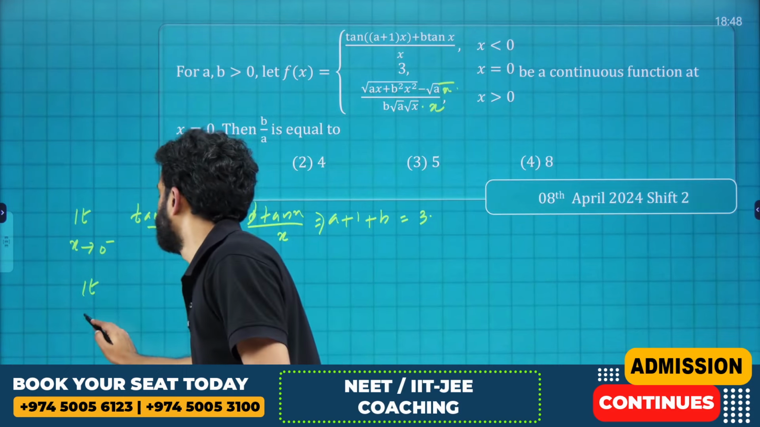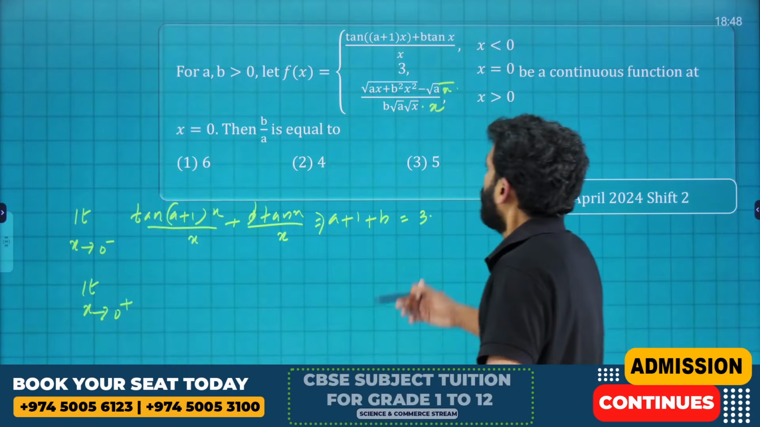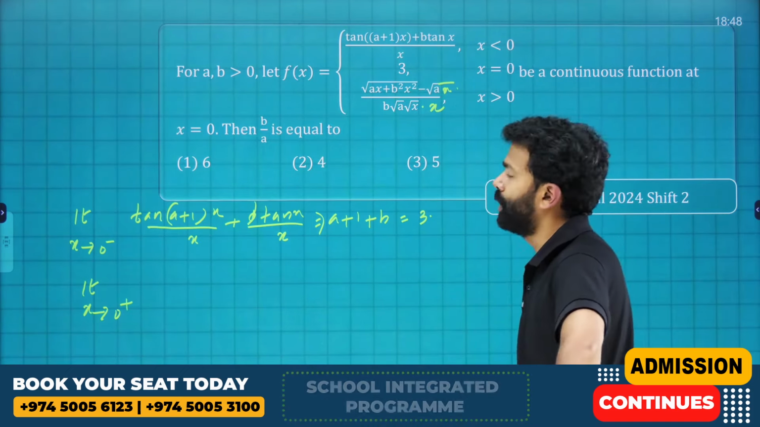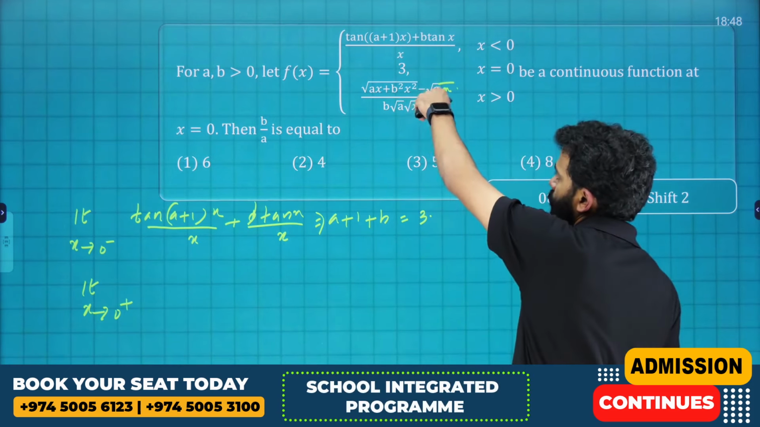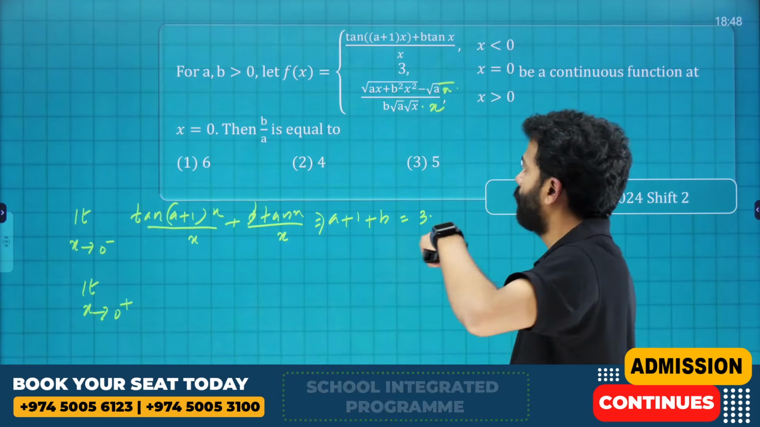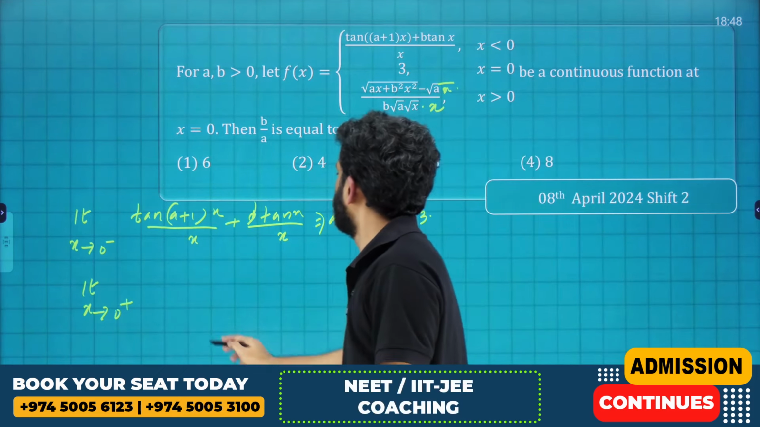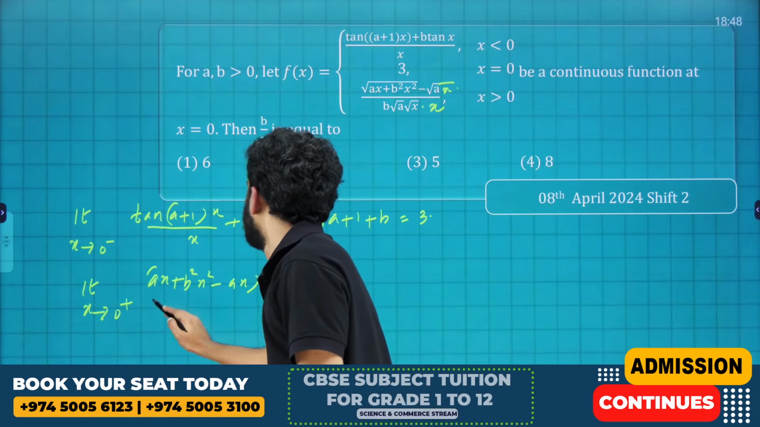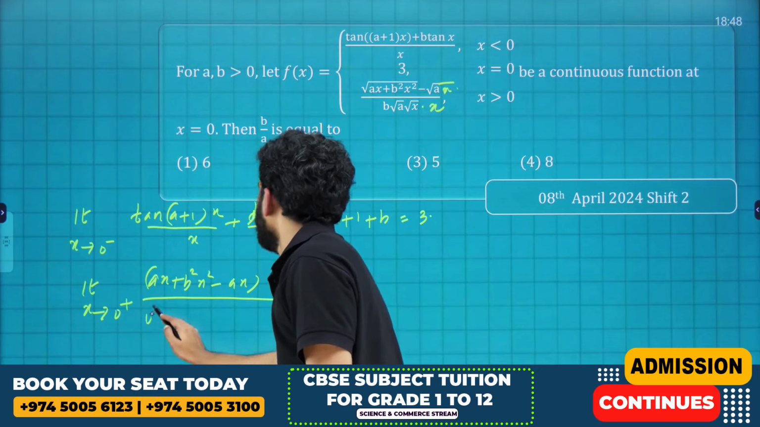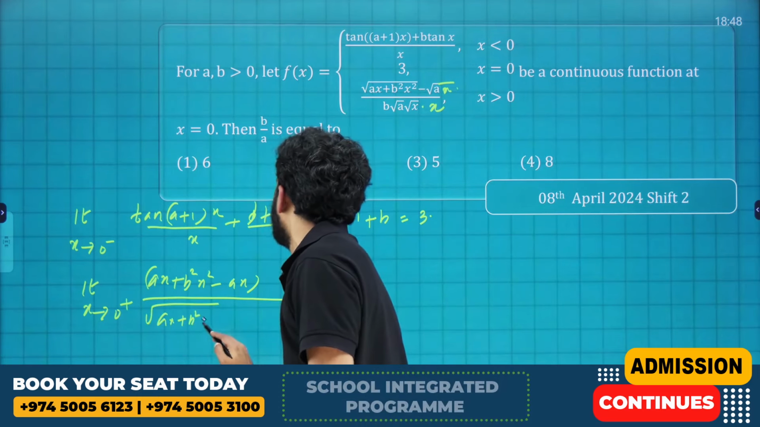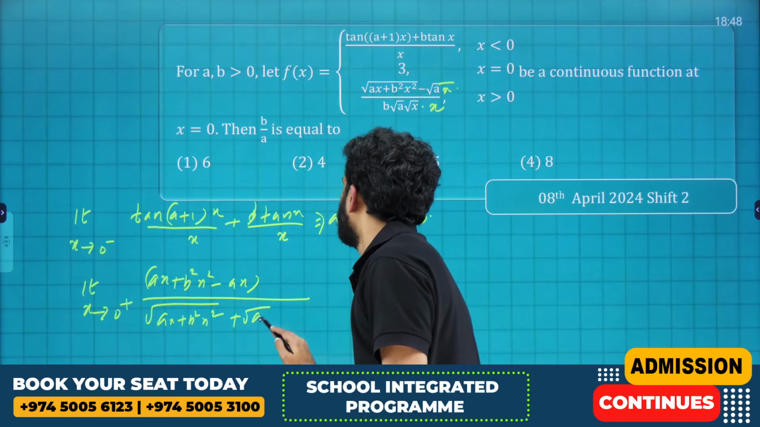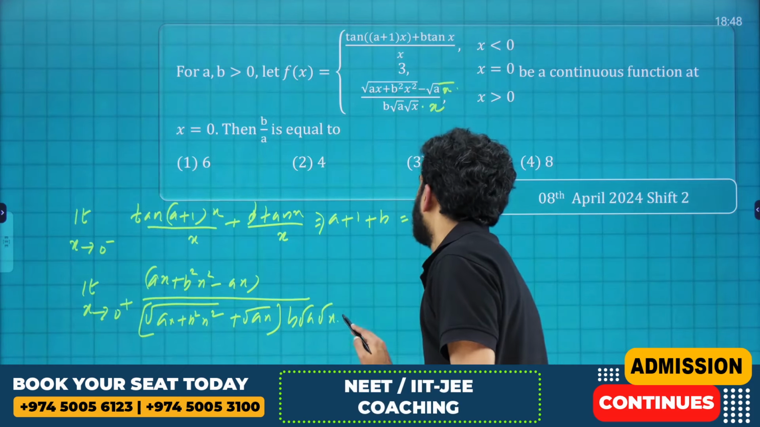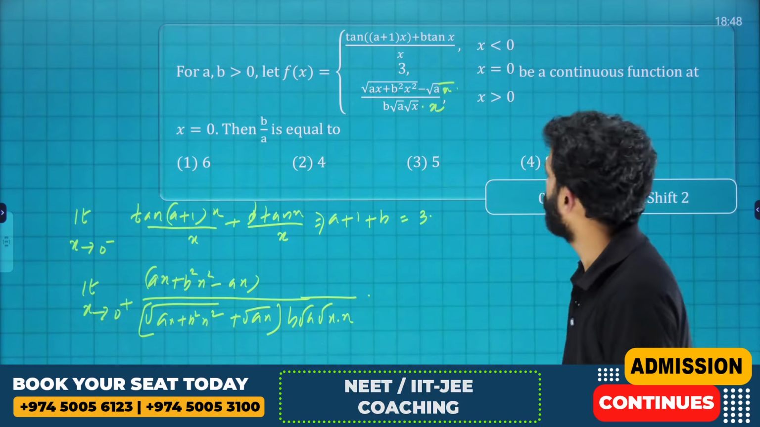One part is over. The next part, that is limit x tends to 0 plus, has a square root. We can directly rationalize the numerator. After multiplying the numerator and denominator with the conjugate of the numerator, we will obtain a squared minus b squared. Therefore, it will be ax plus b squared x squared minus ax, divided by root of ax plus b squared x squared plus square root of ax, into b into root of a into root of x into x. Hope you got the idea here.